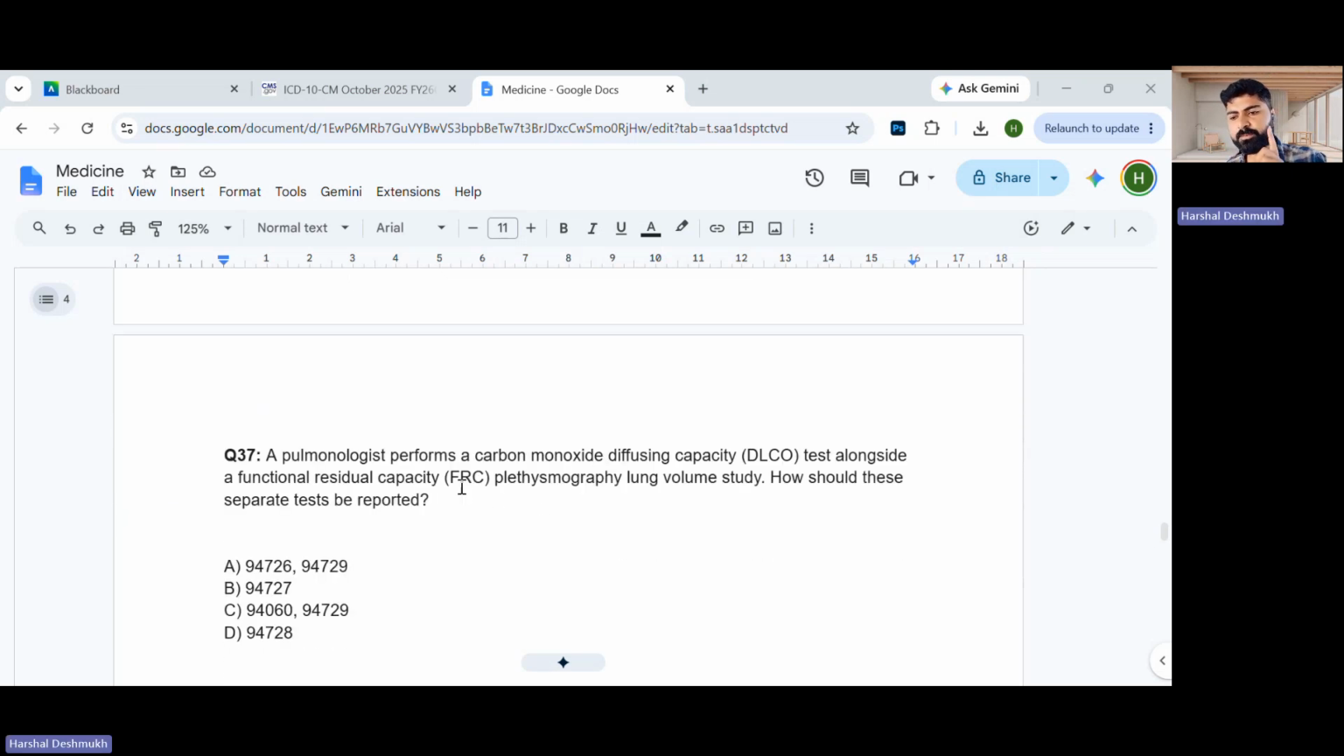A pulmonologist performs a carbon monoxide diffusing capacity test alongside a functional residual capacity plethysmography lung volume study. How should these separate tests be reported?